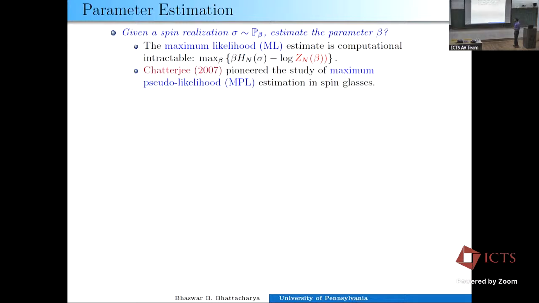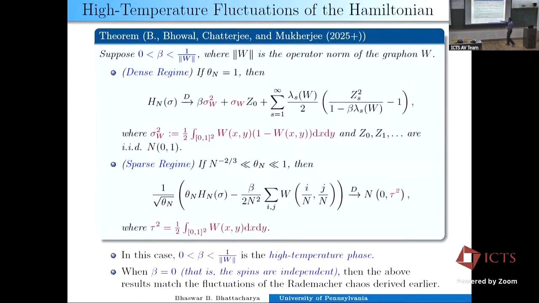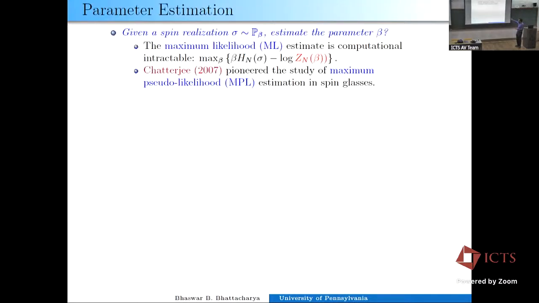How so? If you go back to this result, look at this result in the sparse case, there's a beta here, which means H of sigma actually converges to this object. So why don't I divide by this object on that side? This is just like an estimate of the number of edges. So there is a very simple estimate which is coming out of this Hamiltonian, surprisingly simple. No need to do any MLE, MPLE, nothing.